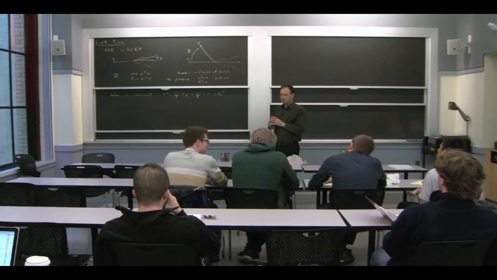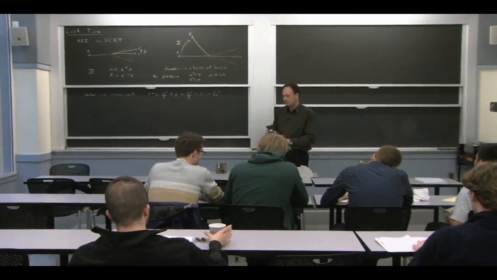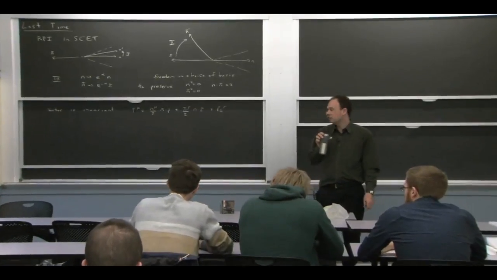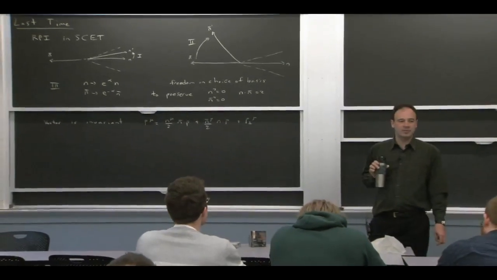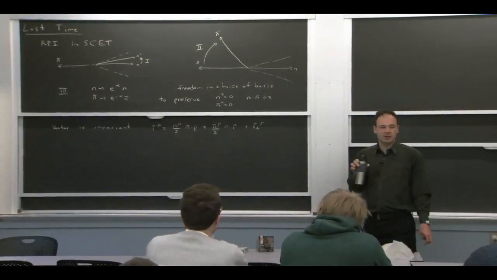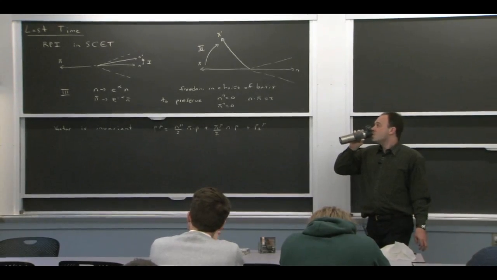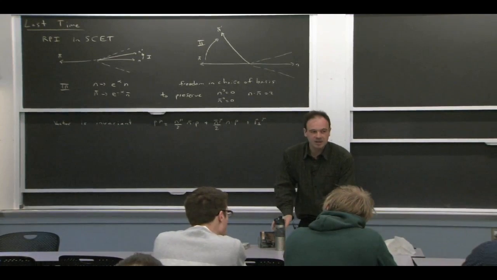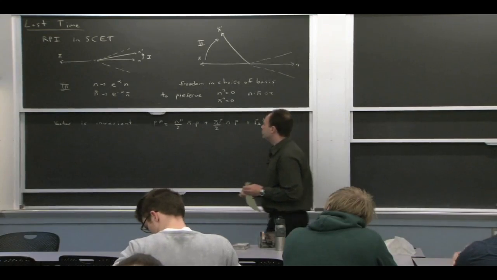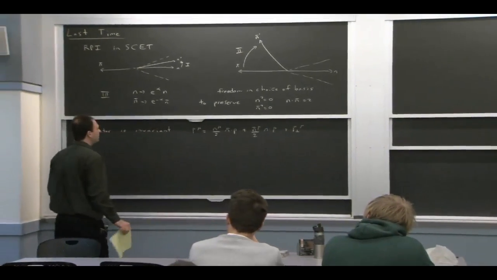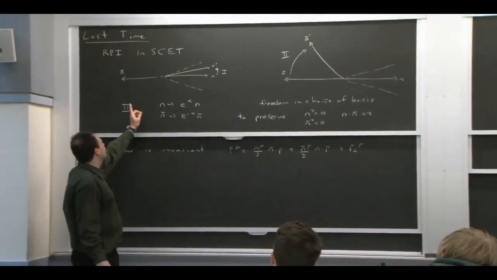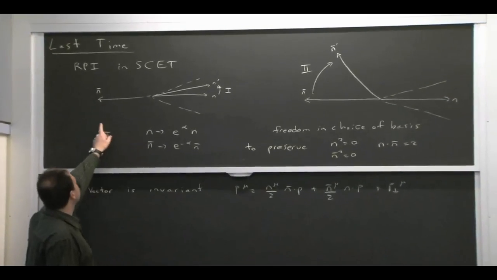All right, so last time we were talking about symmetries of SCET. We talked in detail about gauge symmetry, and we'd started to talk about reparameterization invariance, and we're going to continue with that today. So reparameterization invariance in SCET is kind of rich because we have lots of things that are messing up Lorentz invariance. But we started out talking about three different types here.